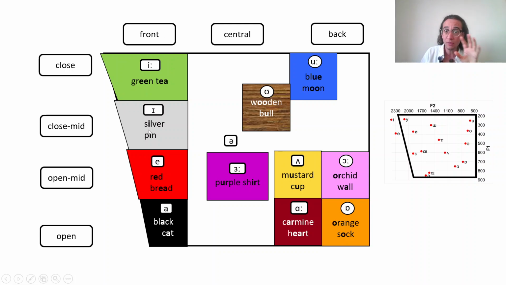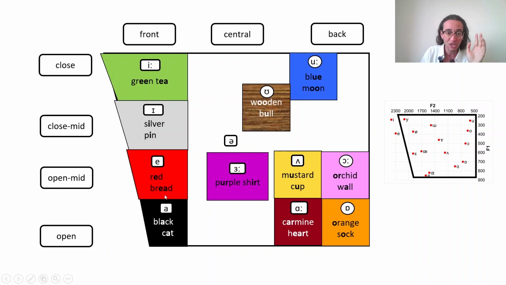Okay, so there will be another video on the E-I distinction and lots of exercises for you to do. So let's move on to our next vowel, which is E. So this is a front vowel, it's open mid, so at this point we're opening our jaw quite a lot, and it's short. So this is just like the E accent grave, E with a grave accent in French. Not too difficult.